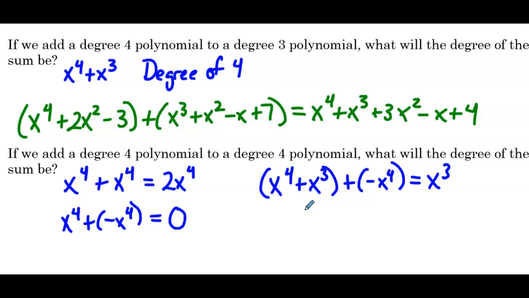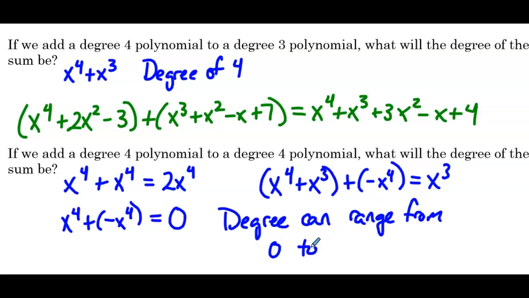Okay, so what that means is if the 4th degree terms cancel out, which is possible, we have the potential to get any degree lower than 4. So that would mean degree 3, 2, 1, or 0 in this particular example. So the degree can range from 0 to 4. So let's try to generalize this more. What if we had two degree 8 polynomials? Well, we can go through this same process and realize we could get a degree 8 result, or 7, 6, 5, 4, 3, 2, 1, all the way to 0.